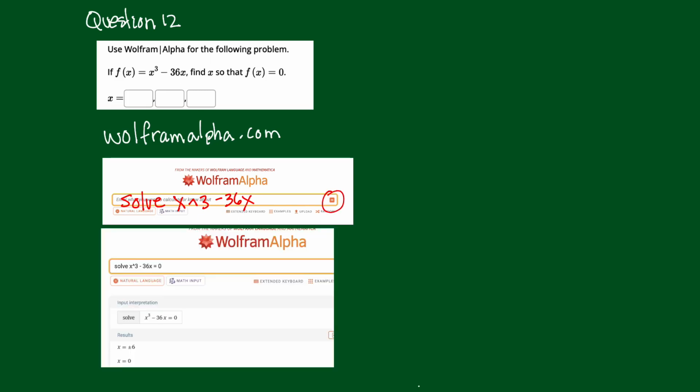When you do, it will come back and tell you what it thinks you are saying. Here's what I think you're saying: solve this equation. And here are the results. It's a cubic, third degree, so we're expecting 3 solutions. So you can write this as x equals 0, plus or minus 6, or 0, 6, and negative 6.